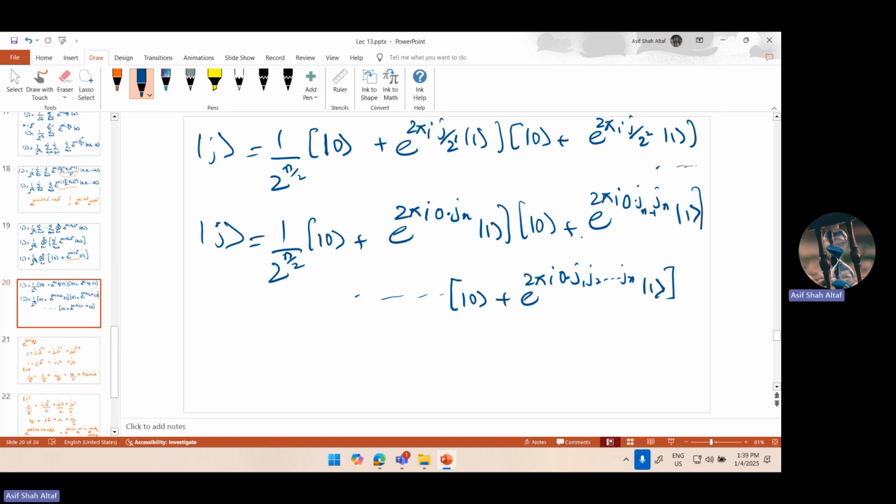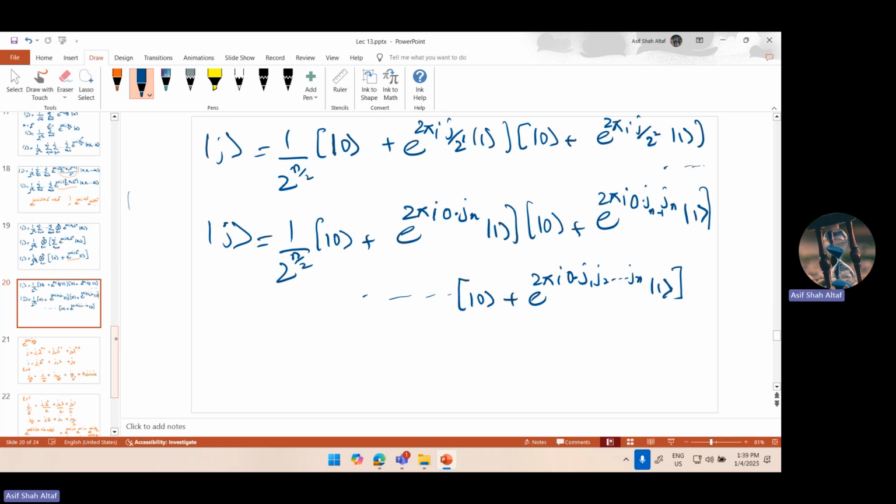Now, the product representation. Why the product representation? The product representation basically helps us make a circuit to compute the quantum Fourier transform on a quantum computer much more easily than any other representation. Now let's see how we can use this representation to implement it on a quantum computer. So let's now look at that.